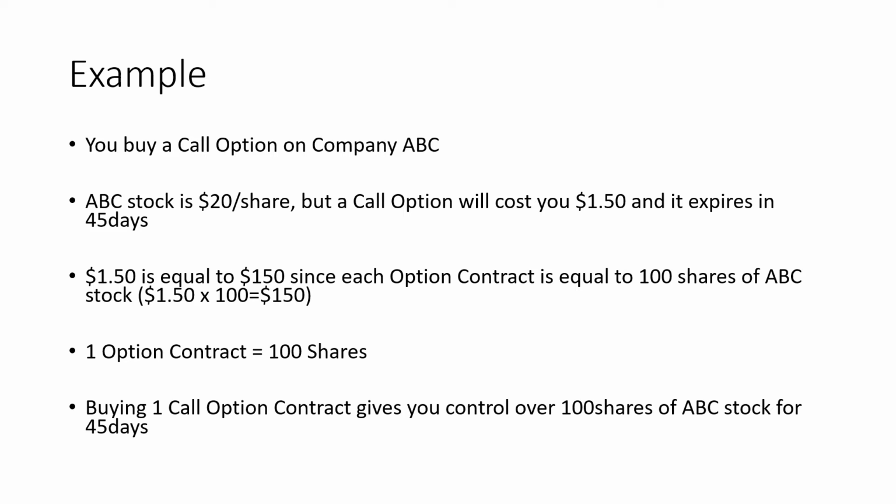So just remember, one option contract is 100 shares, and if you're in a discussion and you're hearing someone speak of option contracts and they're speaking in smaller numbers, just times it by 100 for one contract or the number of contracts. So buying one call option contract gives you the control over 100 shares of the ABC stock for at least 45 days.